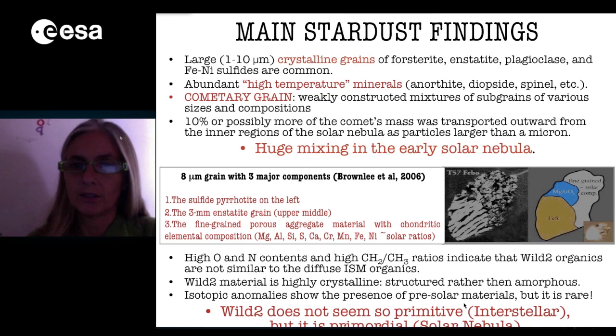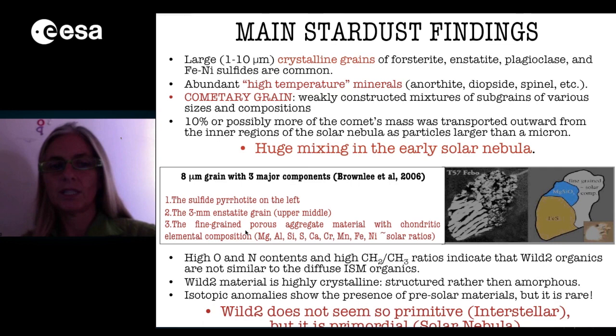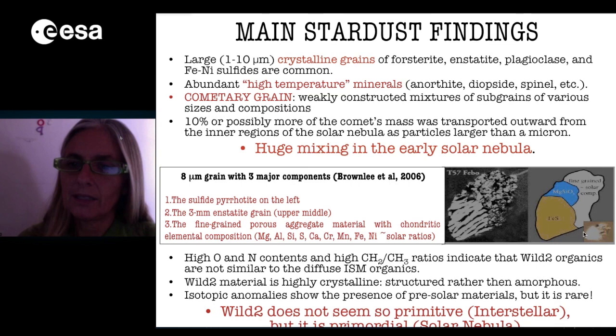As an example of one of the grains, I'm reporting here an 8 micron grain, which has three major components: the sulfide pyrrhotite on the left, and then the 3 micron enstatite grain upper in the middle. And then the fine grains, here there is a mistake, of course, it's not millimeter, but micron. And then the fine grain porous aggregate material with chondritic elemental composition. So as you see, there is a very big inhomogeneity in one single grain of 8 micron in diameter.